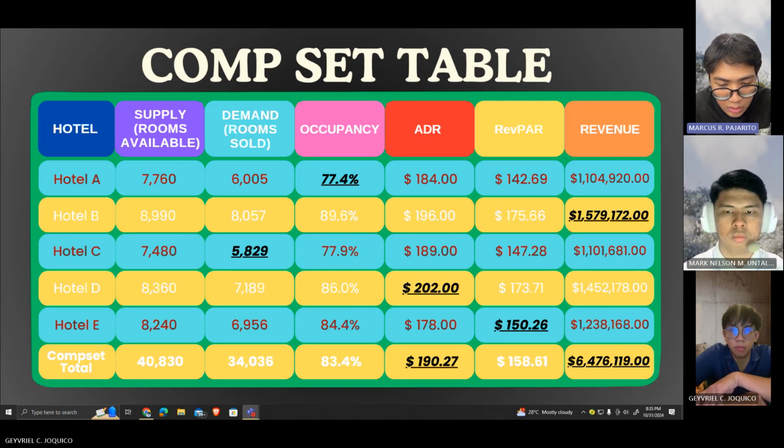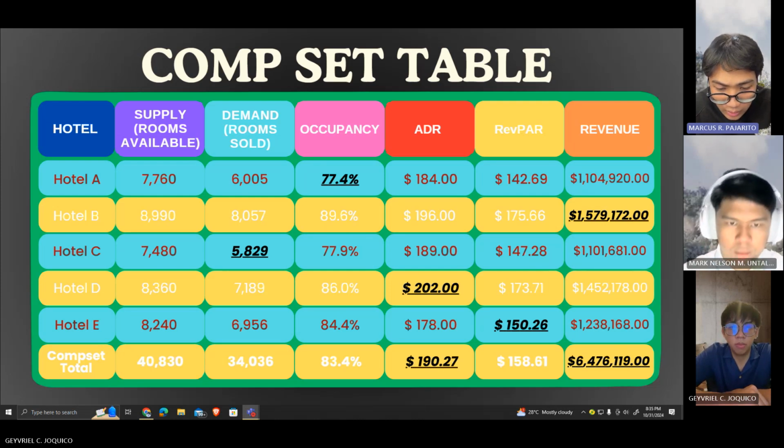Hotel E revenue per available room, RevPAR, is calculated by dividing total revenue, 1,238,168, by rooms available, 8,240, resulting in a RevPAR of $150. This metric reflects the revenue generated per available room and is crucial in evaluating the hotel's revenue efficiency.